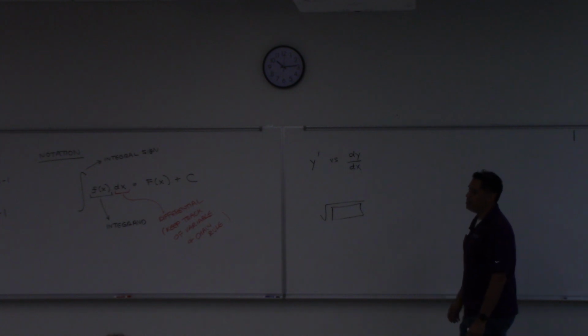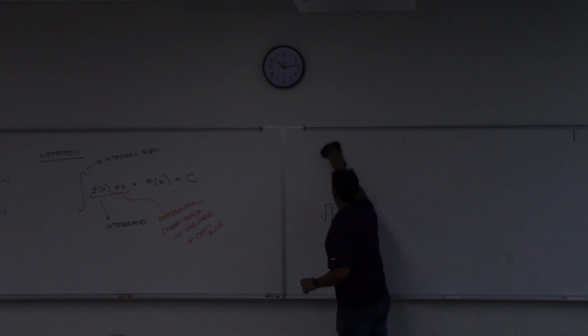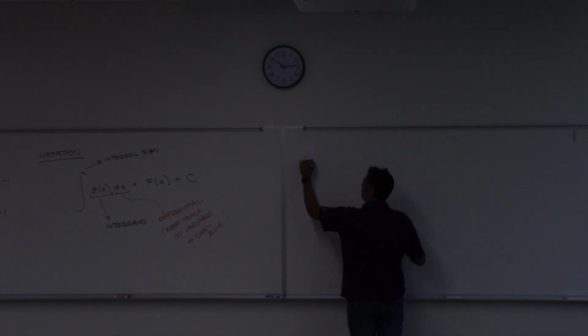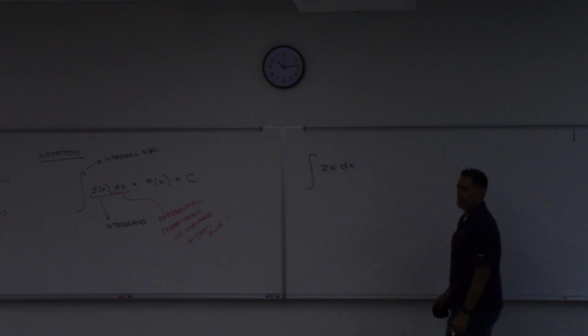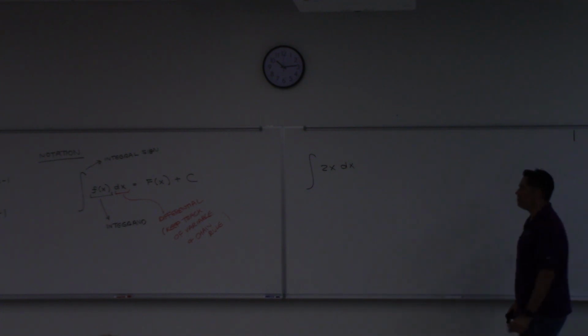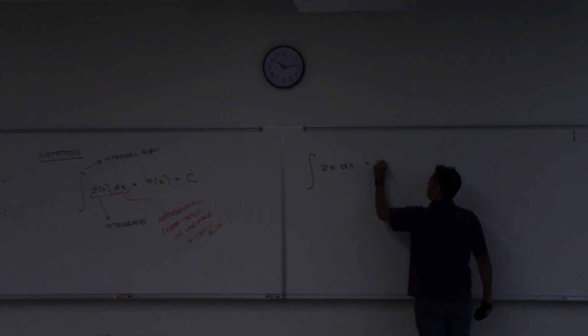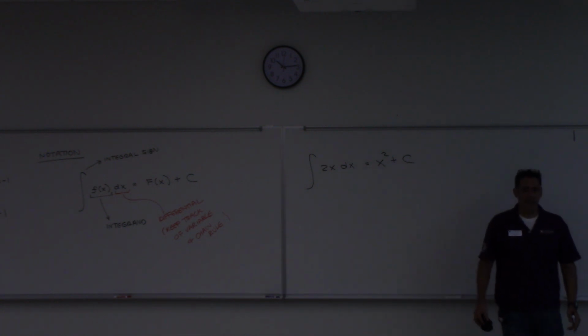So that's the notation. Let's just use that notation real quick. Let's start with the first problem we had today. What I'm asking you to do here is find the antiderivative of 2x. And what is the antiderivative of 2x? X squared plus a constant, right? That's it. You're done. It's just another way of me asking you that question.